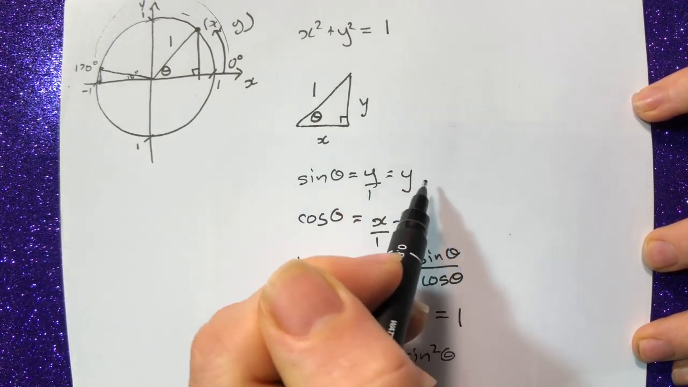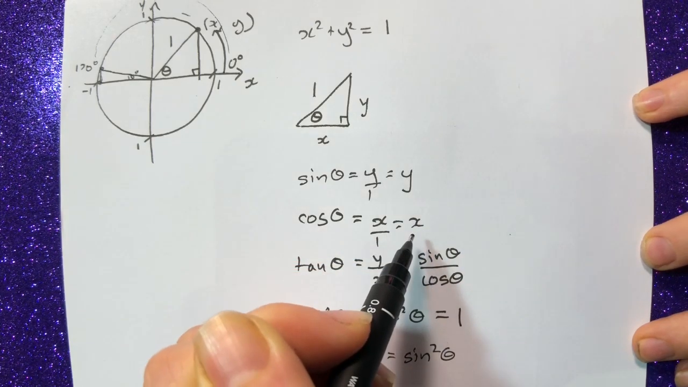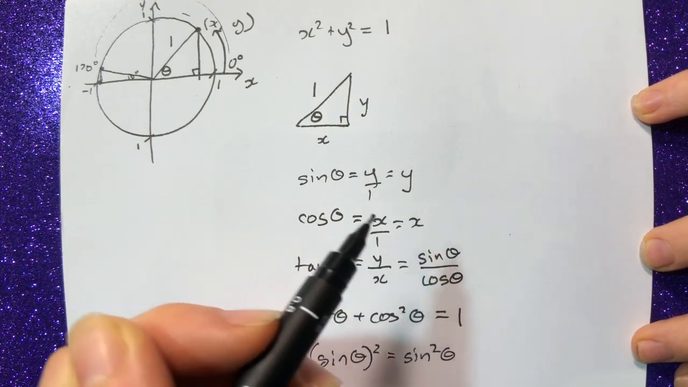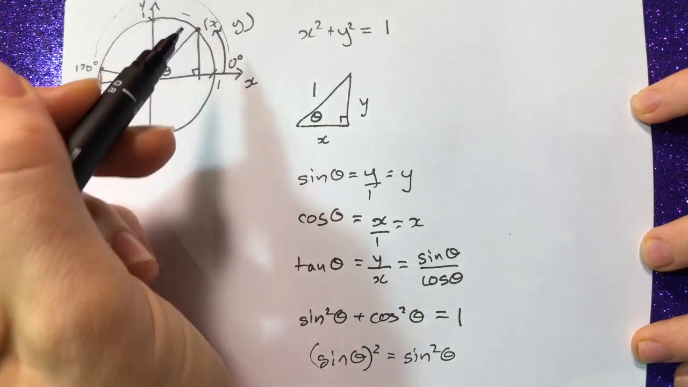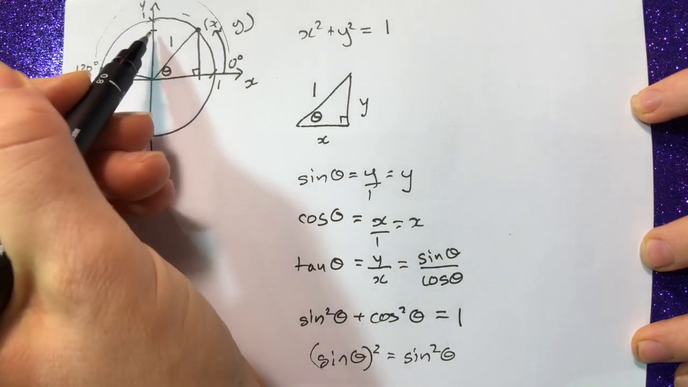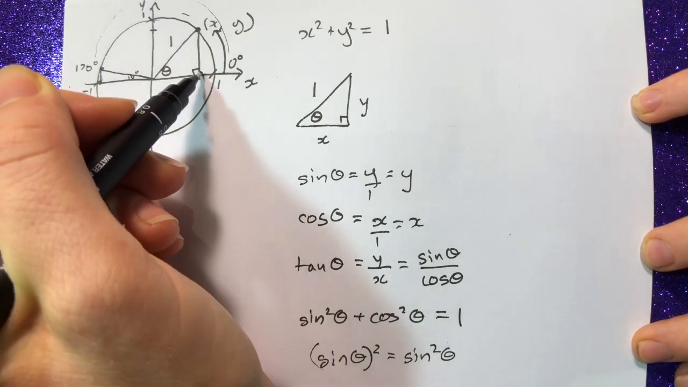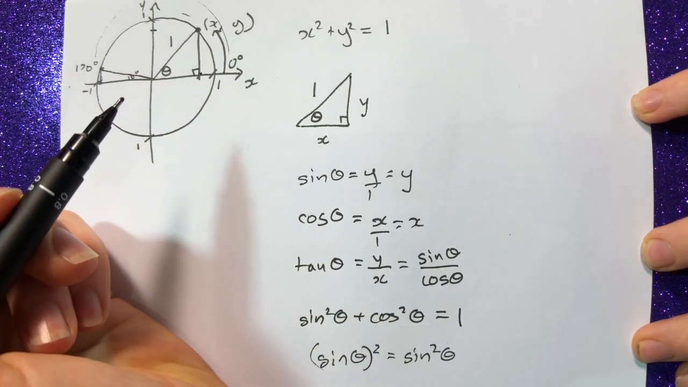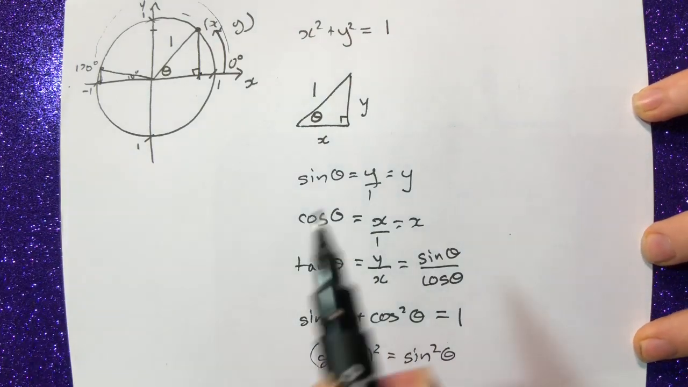So sine is the y value and cos is the x value. Then I could go to my circle and I could say at this point here, whatever the y value is will actually be the sine of that angle. Whatever the x value is would actually be the cos of that angle. So let's give that a go.